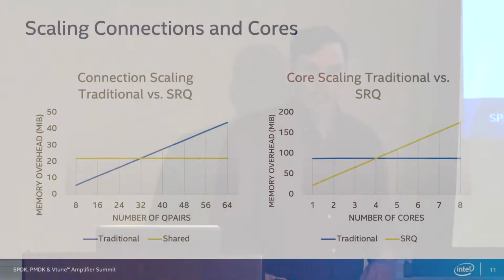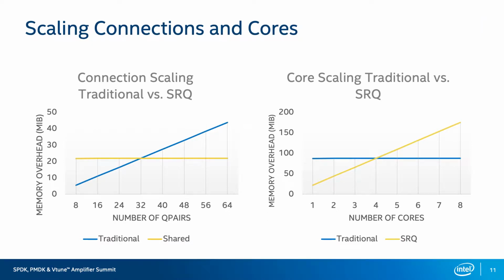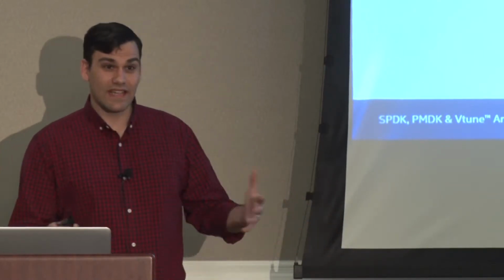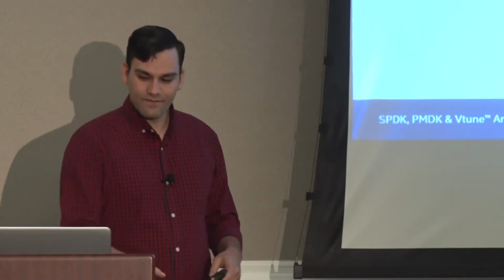And now on the right side, I've got the scenario where you might have a very limited number of queue pairs, and that stays constant as you scale the number of cores. For the shared receive queue, that obviously is going to increase very quickly as you add cores. So it's important to know before you start up your target how many connections you might expect to have and scale your submission queue size accordingly.